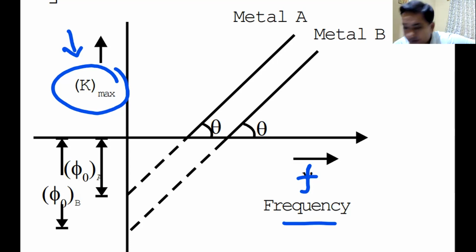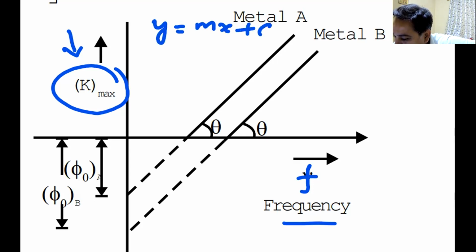If I just write the equation of a straight line, very small, y is equal to mx plus c. m stands for the slope of this graph. Yes or no? y is the y-axis, x is the x-axis. That means m is the slope, c is some intercept.